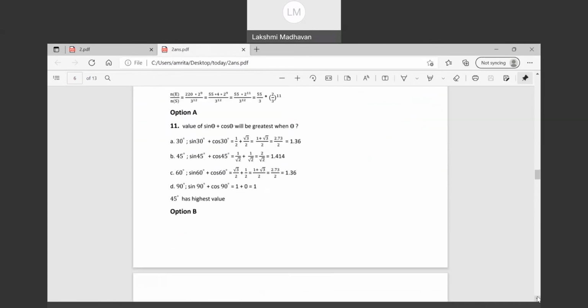So for your convenience, I have just written all these things. You just have to understand what sine 30 is, what cos 30 is. Just have a mental calculation about these values. What is sine 45, what is cos 45? It's 1 by root 2, and 1 by root 2, so the value will be 1.4, right? So what's the value of sine 60? What is cos 60? Just add and compare the values. Anyway, it will not be 90 because the value is going to be 1. So the highest is 45. It's 1.414. So the value of sine theta plus cos theta will be greatest when theta is 45 degree. So the correct answer for this question is 45 degree.